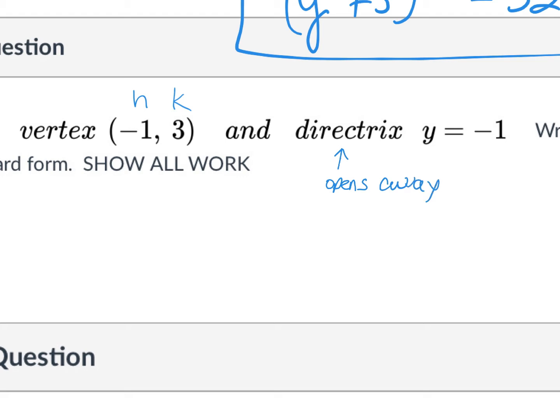That's important information. I know some of you are like, why does that matter? It's important to tell you which direction you're looking at. So draw yourself a quick little picture. It doesn't have to be anything perfect, but I go -1, +3. Here's my vertex. And my directrix is at y equals -1. Well, here is the line y equals -1. Which way does your parabola open? Towards or away?